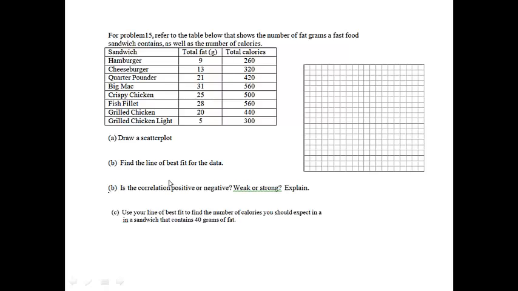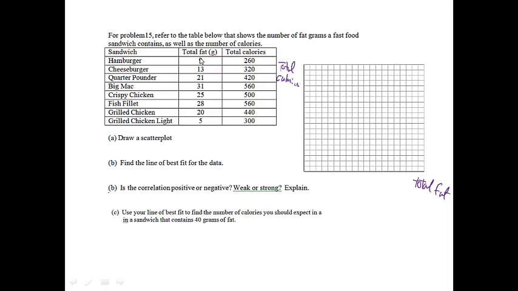For problem 15, refer to the table below that shows the number of fat grams a fast food sandwich contains, as well as the number of calories. And then for part A, it says to draw a scatter plot. So on my x-axis, I'm going to have total fat. And then on my y-axis, I'm going to have total calories.